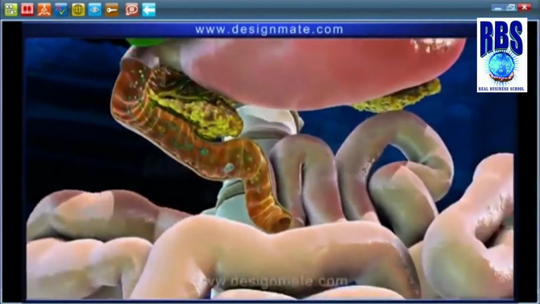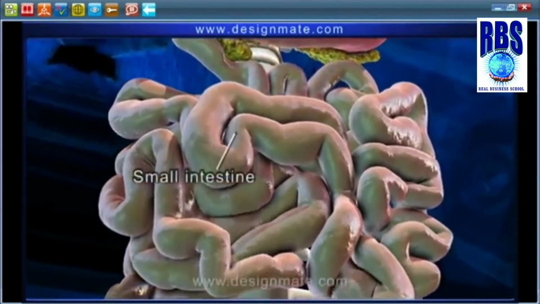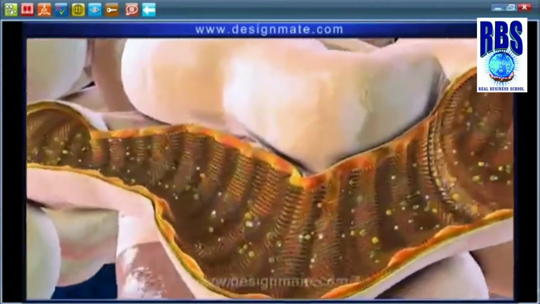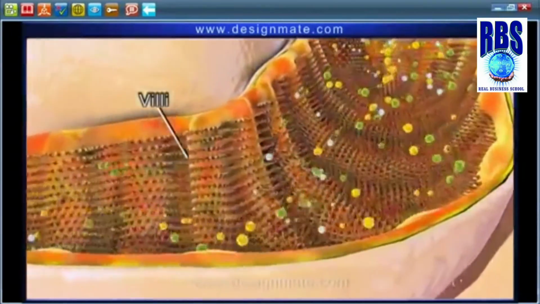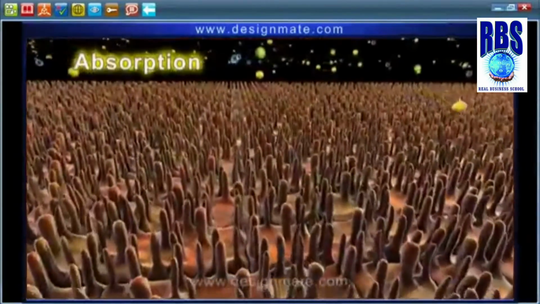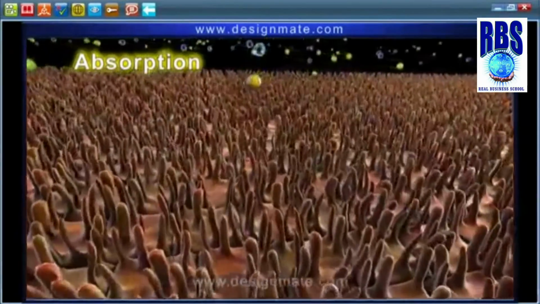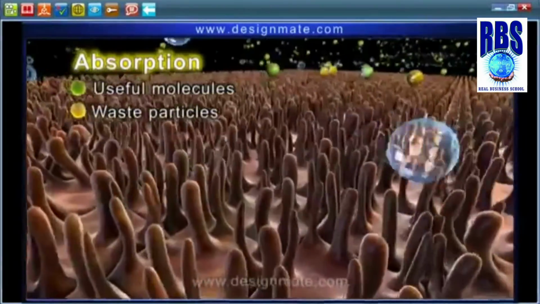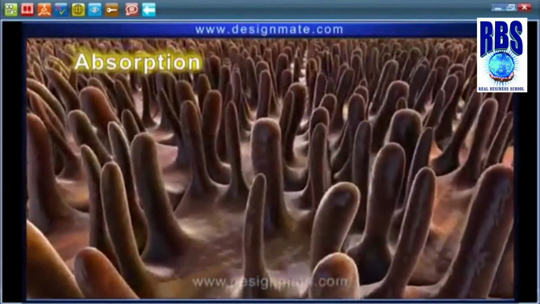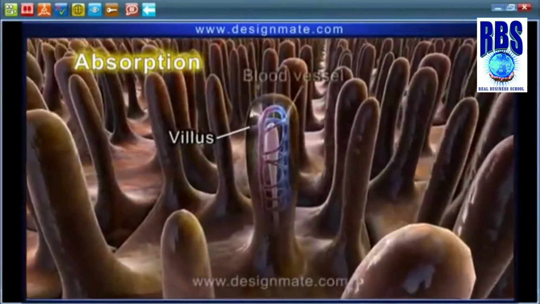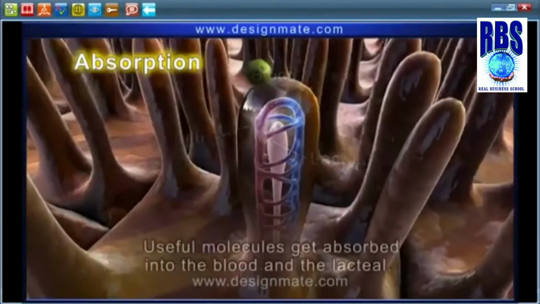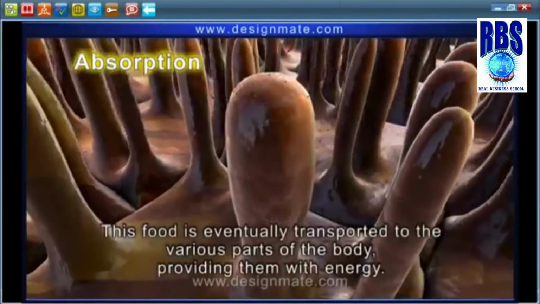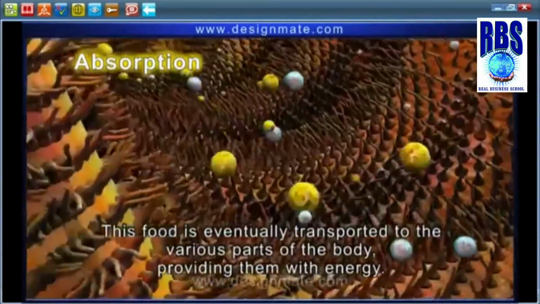After this, the digested food particles move into the lower part of the small intestine. A sectional view shows numerous villi on its inner surface. The digested simple food particles include the useful molecules, the waste particles, and some water molecules. A closer look at a villus shows the blood vessels and the lacteal. The useful molecules get absorbed into the blood and the lacteal. This food is eventually transported to the various parts of the body, providing them with energy.